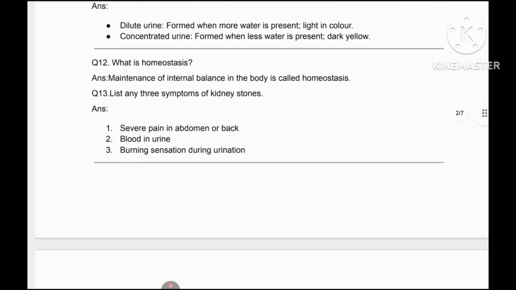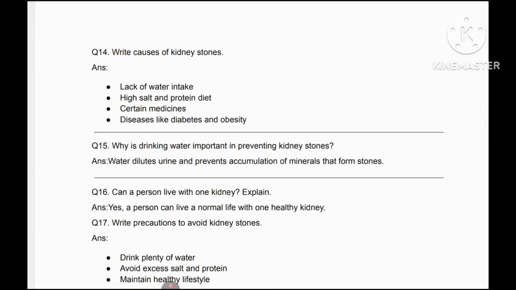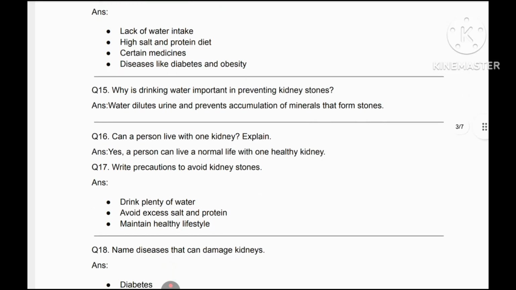List any three symptoms of kidney stones: severe pain in abdomen or back, blood in urine, burning sensation during urination. Write causes of kidney stones: lack of water intake, high salt and protein diet, certain medicines, diseases like diabetes and obesity. Why is drinking water important in preventing kidney stones? Water dilutes urine and prevents accumulation of minerals that form stones.